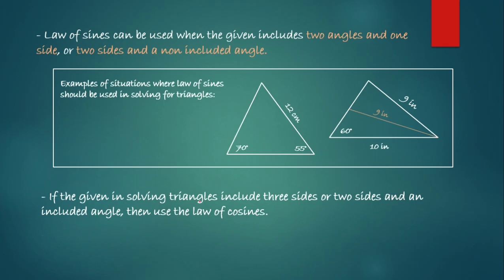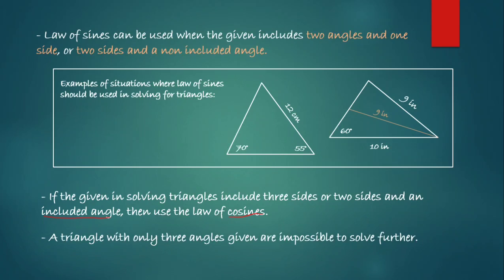If the given in solving triangles include three sides or two sides and an included angle, then use the law of cosines, which will be in another lesson. A triangle with only three angles given is impossible to solve further because there is nothing to show as sides. Let us now start to solve triangles.